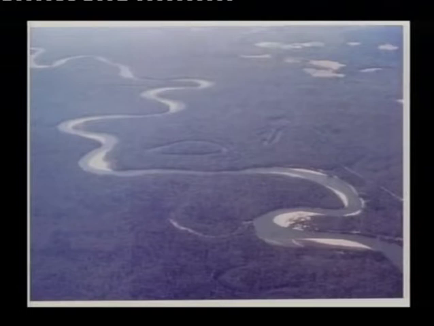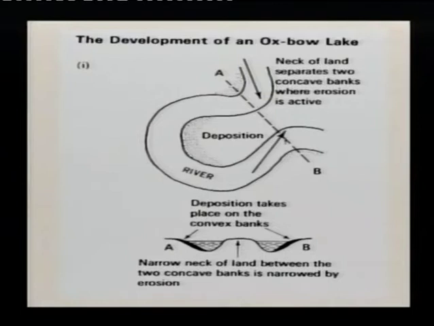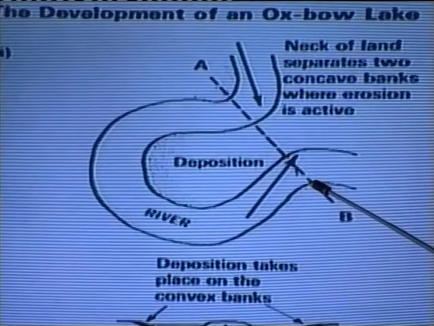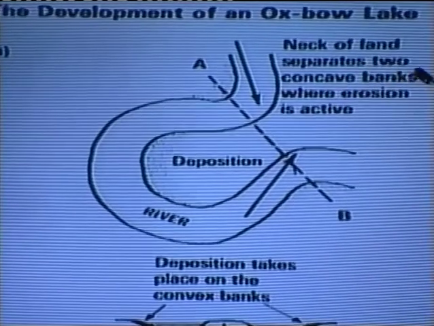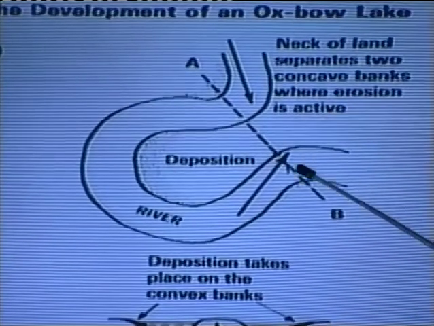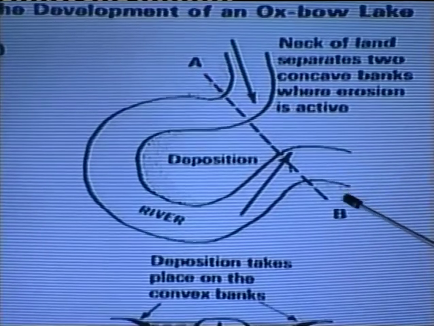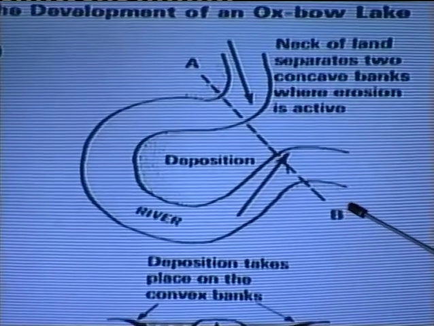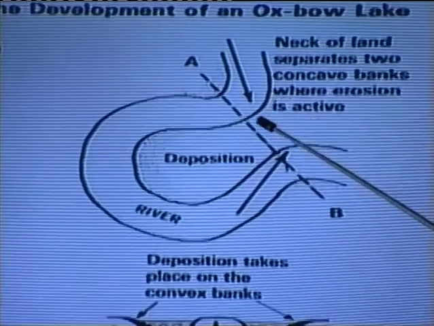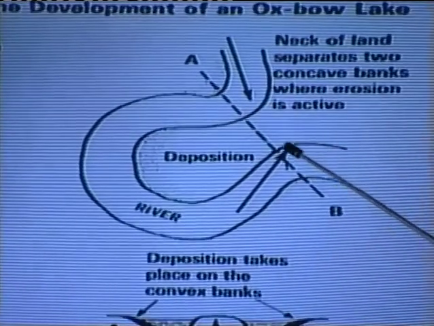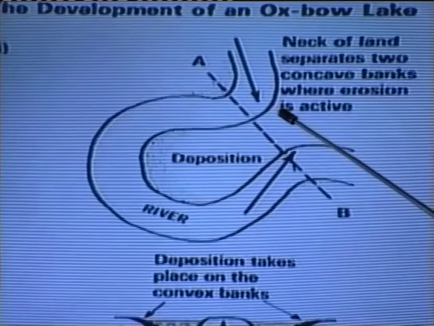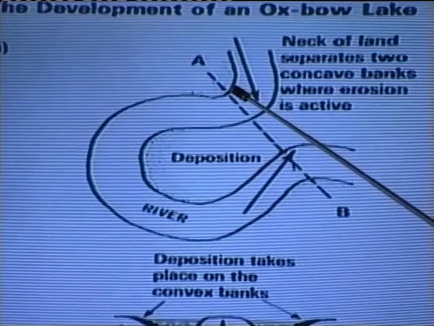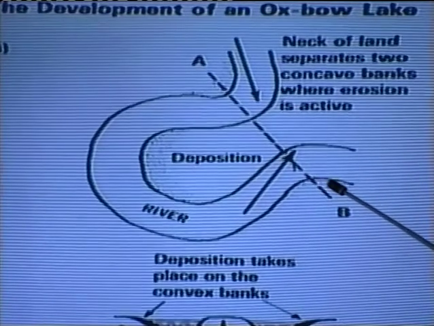Looking at the development of Oxbow Lakes, it is important for you to be able to identify, number one, the meander. A river has to meander, resulting then in the neck of the land separating two concave banks where erosion is actually effective. This area from A to B is the area where the cutoff is going to take place. Concave bank is this bank here, and the other side is this bank here. Note the concave banks, erosion is dominant. Meanwhile, on the convex or the inside bank, deposition is dominant.